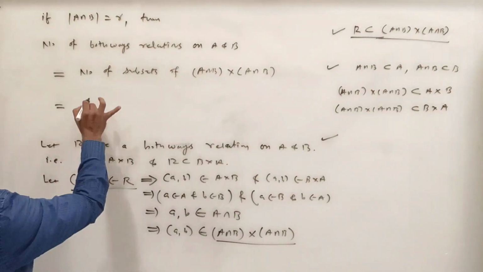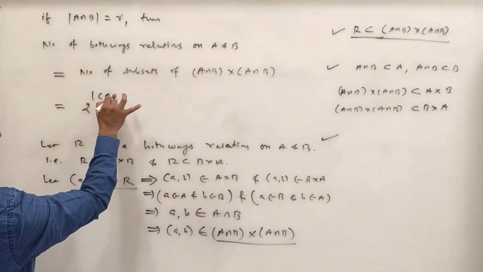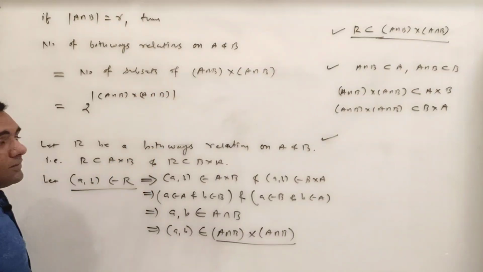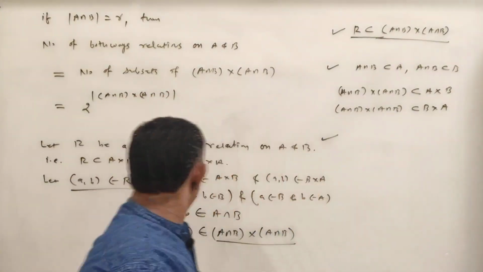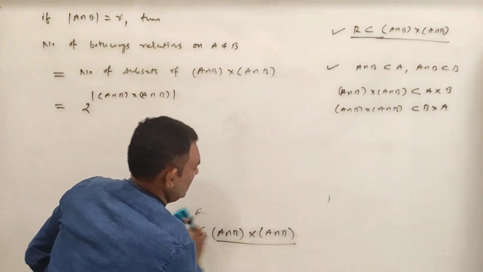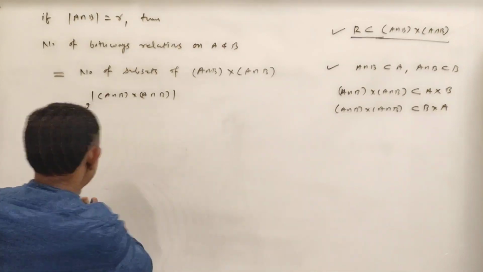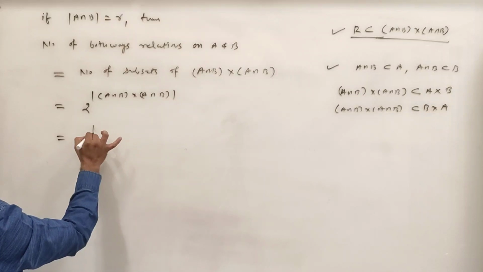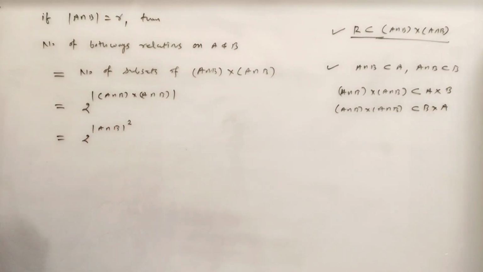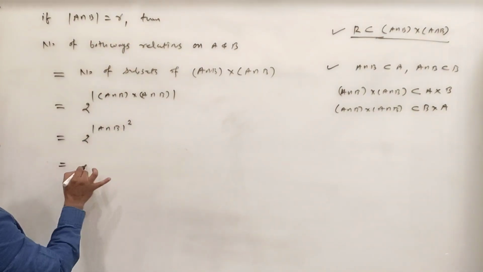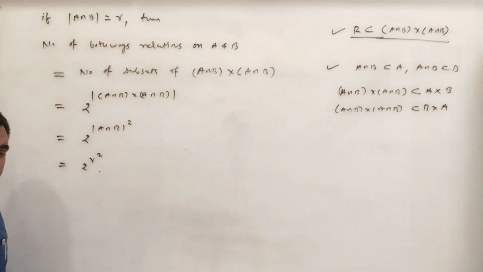2 raised to cardinality of A intersection B cross A intersection B. Okay. So it is what? 2 raised to cardinality of this is what? It is cardinality of A intersection B squared, and in A intersection B we have considered R elements, so it is 2 raised to R squared.